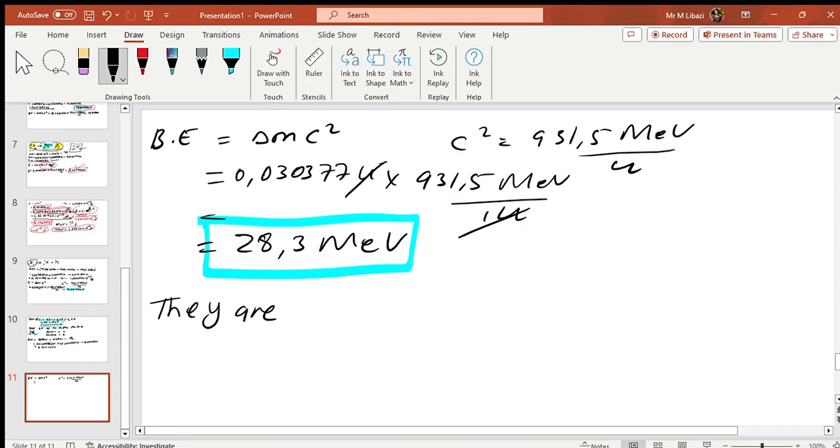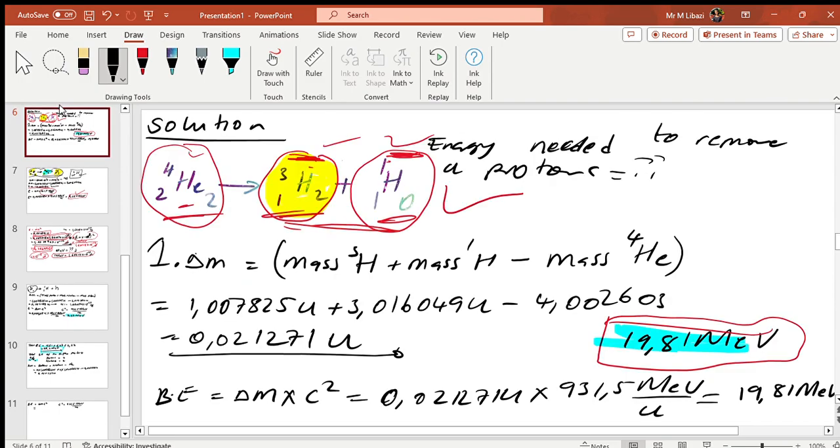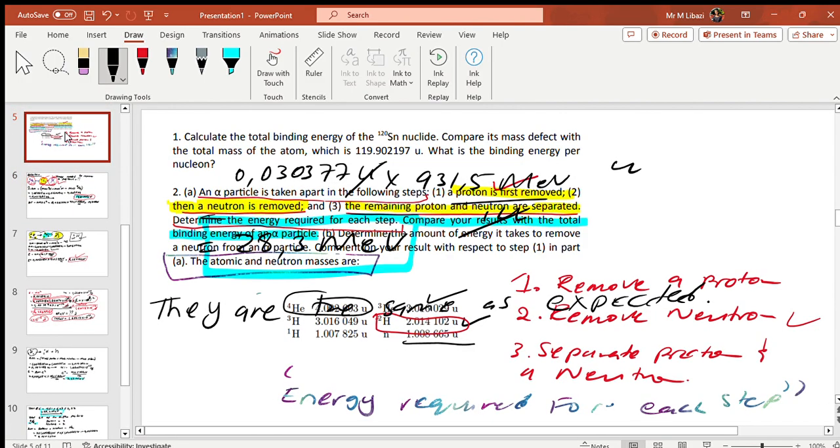They are the same as expected. So they should be the same, actually. So we've done the comparison. What else do they want from us? Calculate the power. No. Determine the amount of energy it takes to remove a neutron from a particle.